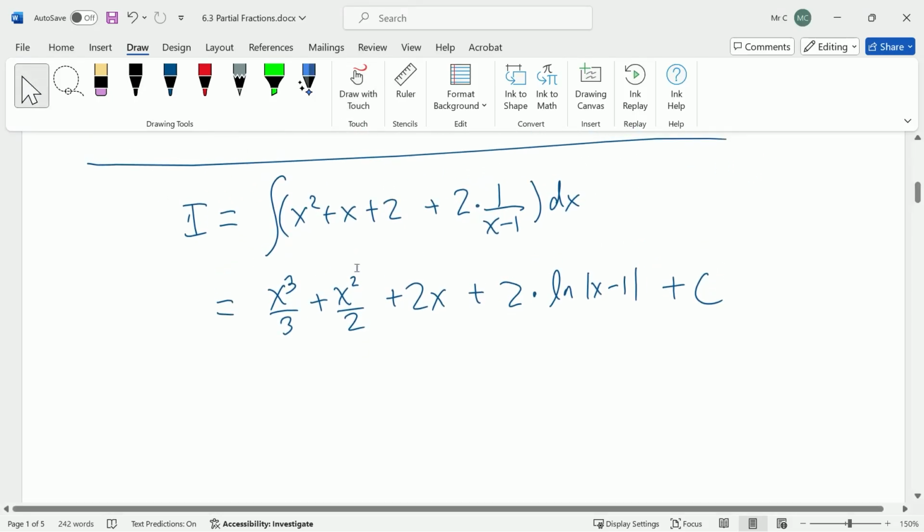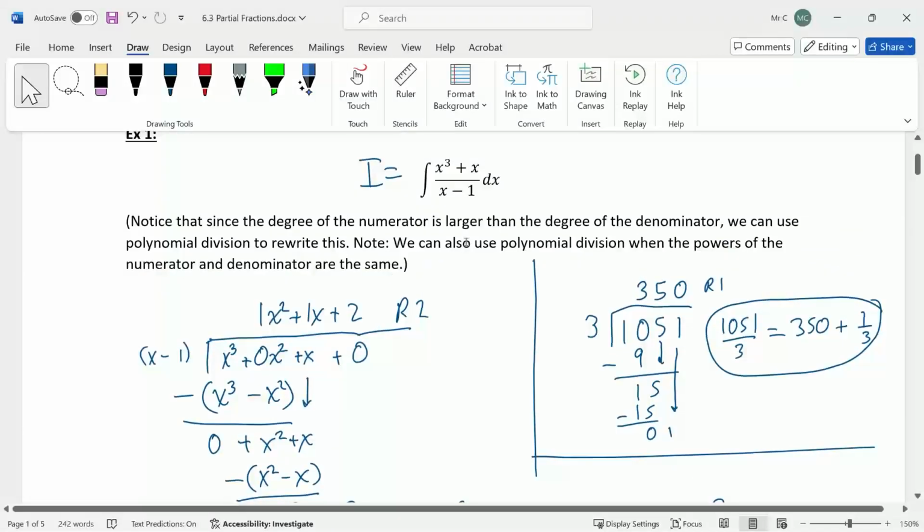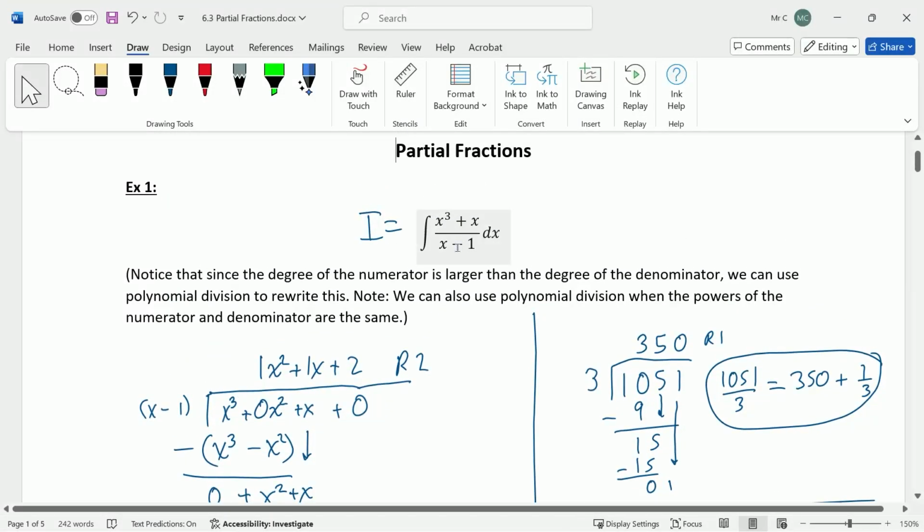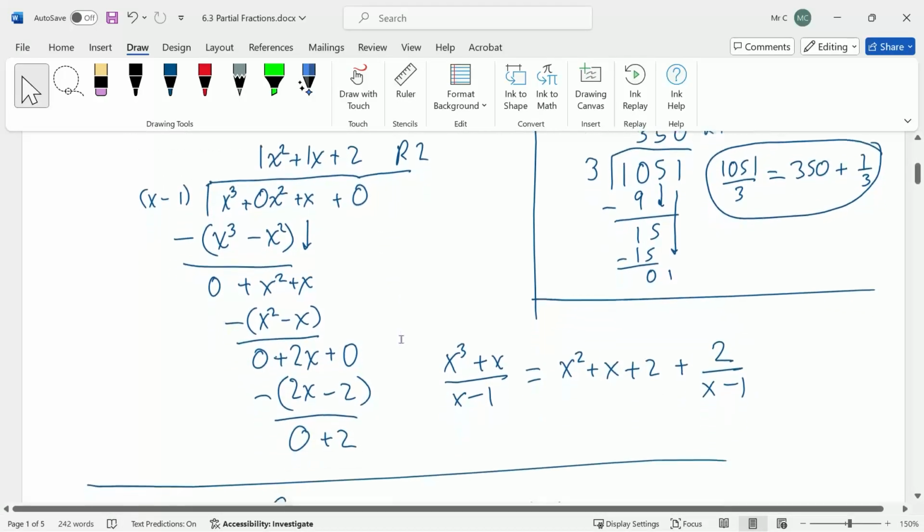Okay. So that's it for that one. Again, anytime you've got a polynomial divided by a polynomial, and the power of the numerator is equal to or greater than the denominator, you can try rewriting it using polynomial long division.